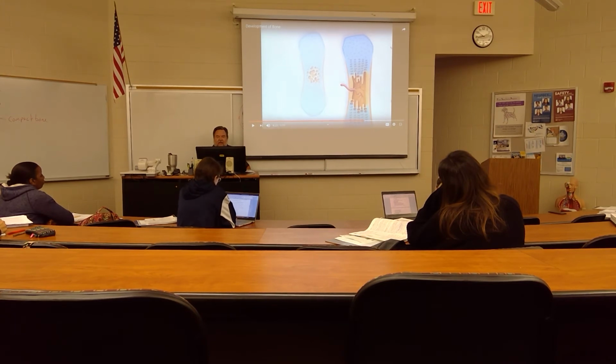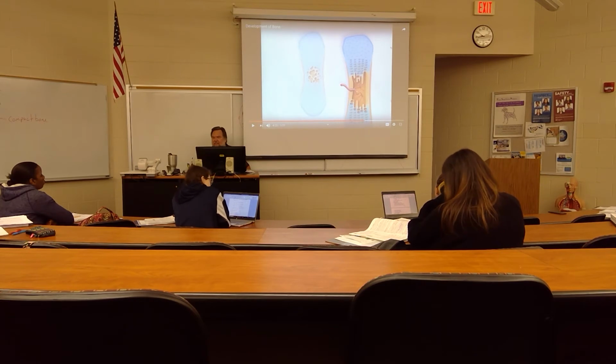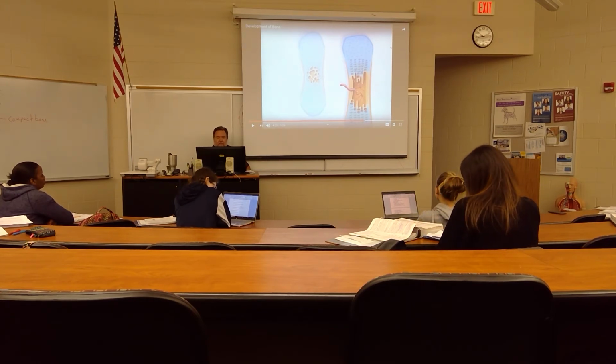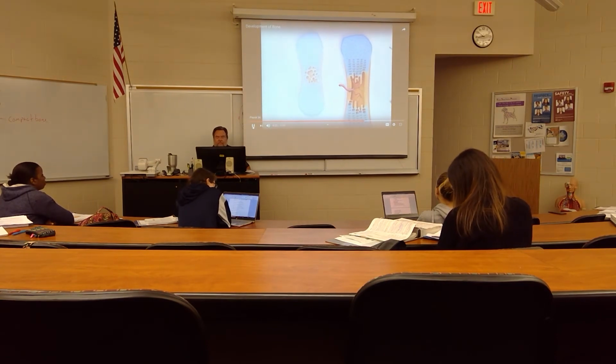Now we have the bony collar, compact bone on the outside, and a hollow space. This is the beginning of the medullary cavity. And these regions are gonna move closer to the ends. They're gonna move further and further away, getting more and more hollow area, forming a primary ossification center. The remains of the calcified cartilage serve as a template on which osteoblasts can build bone.